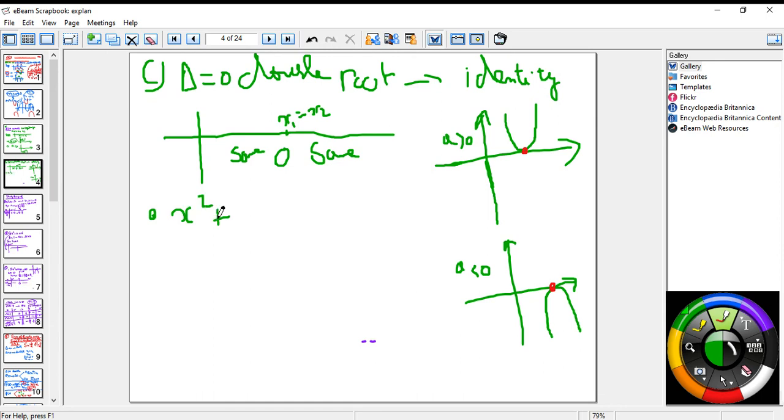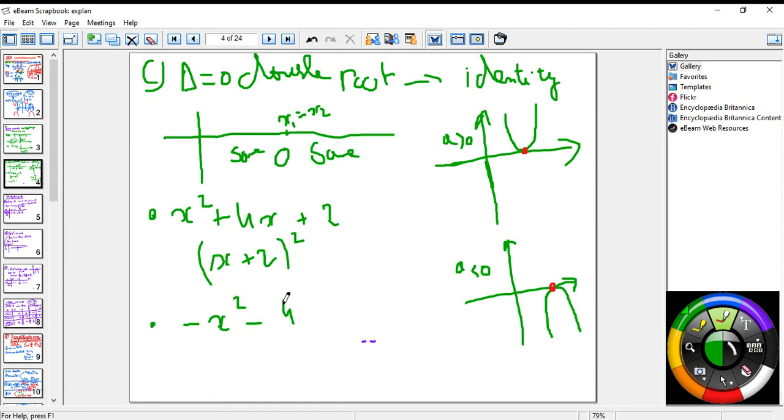I will give you the first example. If you have x squared plus 4x plus 2, okay? It's an identity. Let's try to factorize it. You know it. This is x plus 2 squared, okay? What is the sign of this one? It's positive all the time because it's squared. And what is the coefficient of a? Positive, positive.